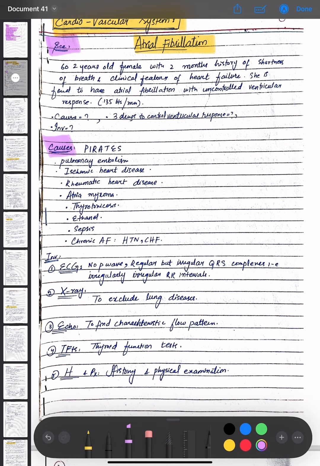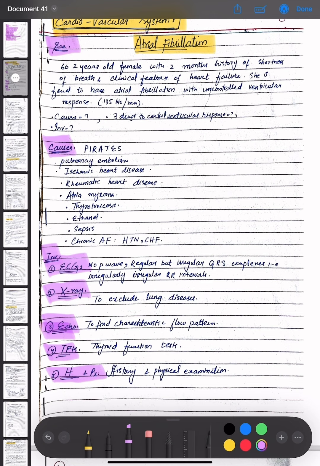Now what are the diagnostic steps that we will do for the case of atrial fibrillation? These are ECG: no P wave will be present, and the QRS complexes are irregularly irregular, that is the RR interval is irregular. Then X-ray is done to exclude lung diseases. Echo is done to find the characteristic flow pattern. TFTs, that is thyroid function tests, and history and physical examination are done for the case of atrial fibrillation.